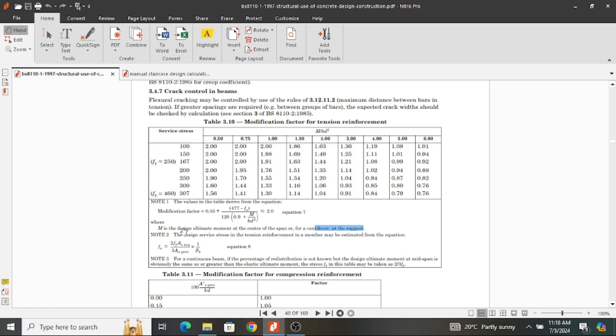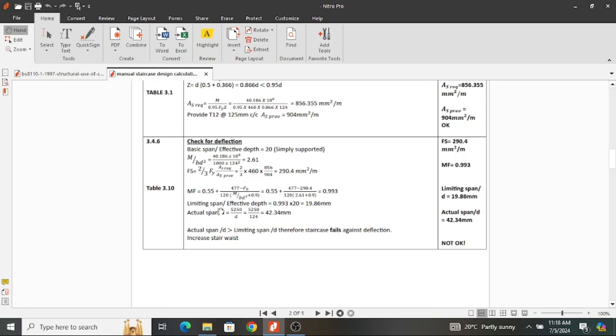So having stated that, we can go back. I've shown you how to get the Fs, and I've also shown you how to get the modification factor, which is 0.993. Therefore, you can take the limiting span over effective depth, which we said should be 20, and once we subject it to the modification factor, it becomes 19.86. Therefore, this is the limiting span to effective depth ratio at that section.